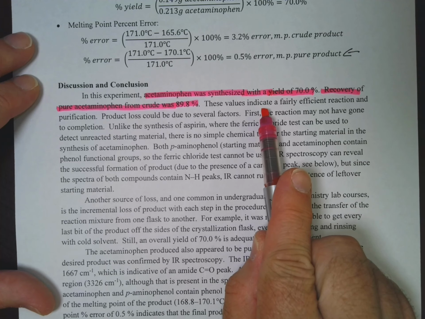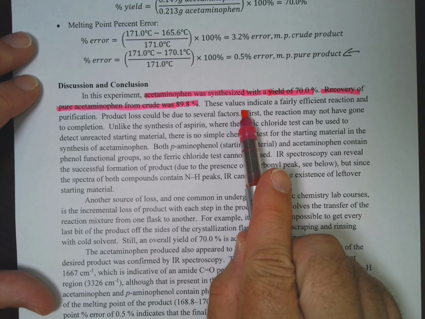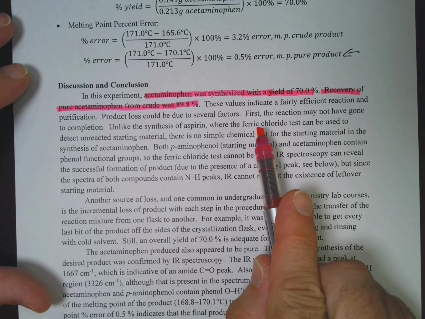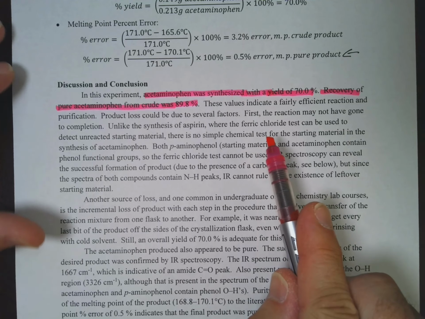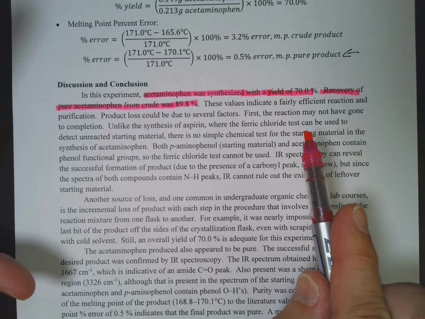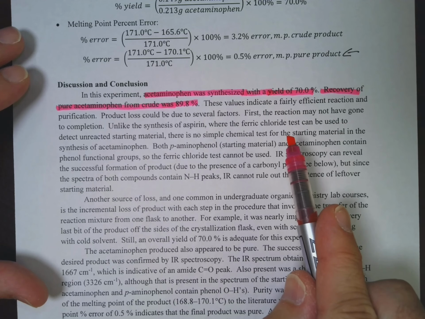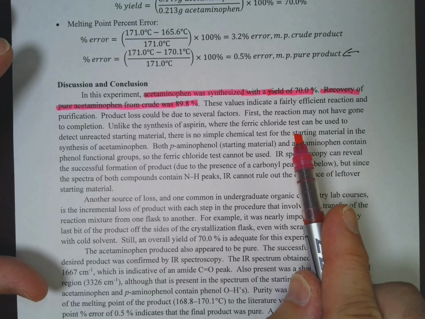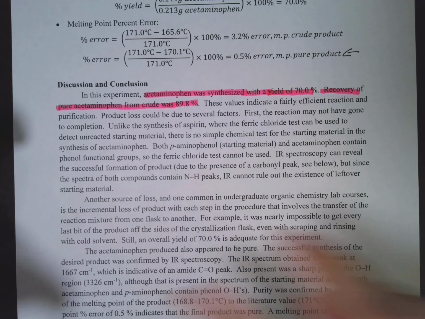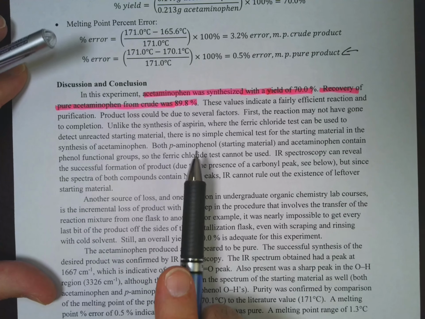And then I qualitatively or subjectively describe those results. So I'm saying here these values indicate a fairly efficient reaction and purification. What's fairly efficient? Well, if you get above 50%, for this class, that's not too bad. If you're at like 20%, 10%, yeah, that's not very efficient. And I go on and talk about some of these here.